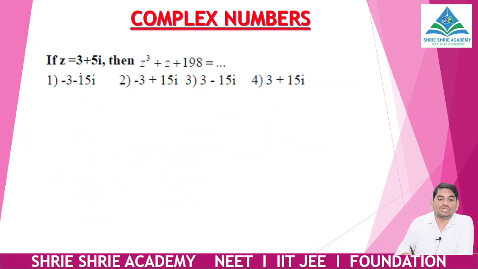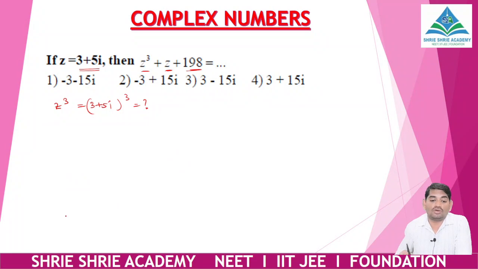Then see one more question. Z is equal to 3 plus 5i. Then what is the value of Z cube plus Z plus 198? If Z is equal to 3 plus 5i, then what is the value of Z cube plus Z plus 198? So how can we find it now? First of all, let me simplify Z cube. What is the value of (3 plus 5i) whole power 3?